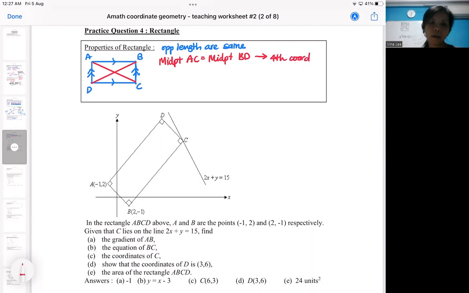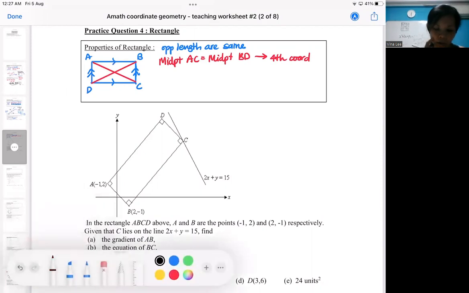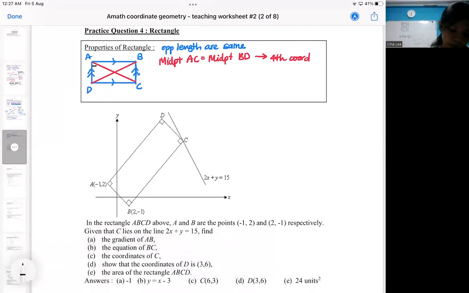Okay, so the diagonal doesn't cut at 90 degrees, but in our situation, we've got four 90 degree corners. So I want you to take note. We've got 4 corners of 90 degrees. So let's say I take this corner first. AB is perpendicular to AD. So the gradients will multiply to get -1.